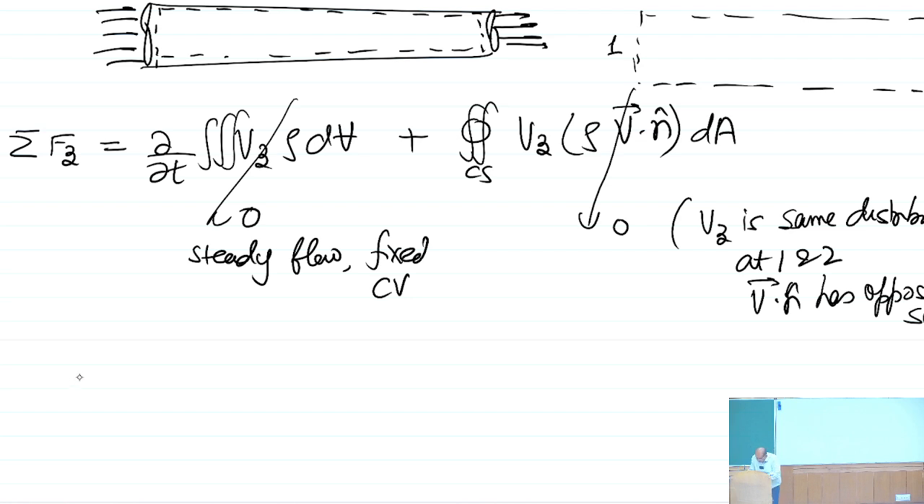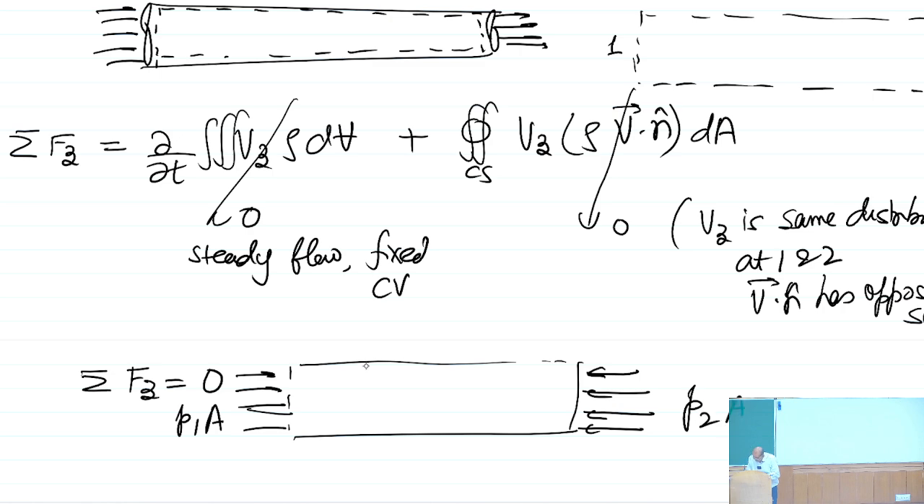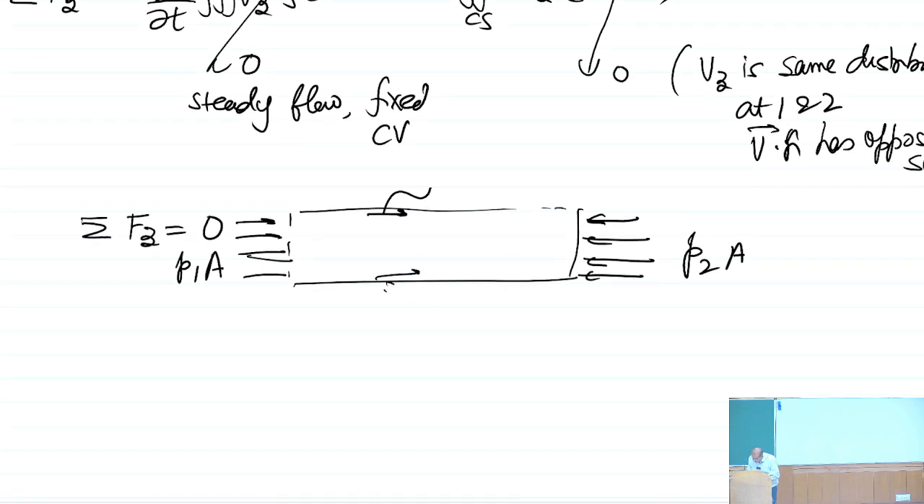So now what I get is that the sum of Fz is equal to 0. Now, what are the forces which are acting? This is the control volume. On this side I have P1 times A. On this side it is P2 times A. And this force is tau Rz.